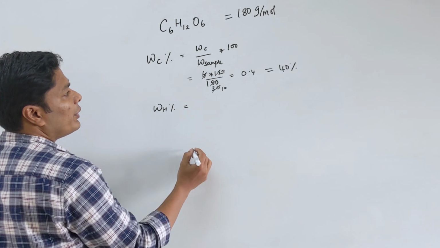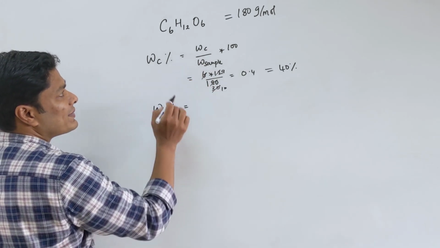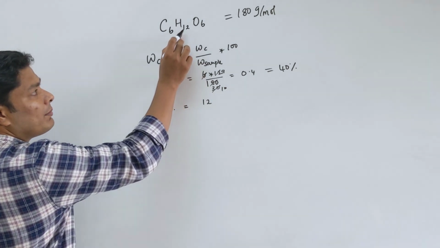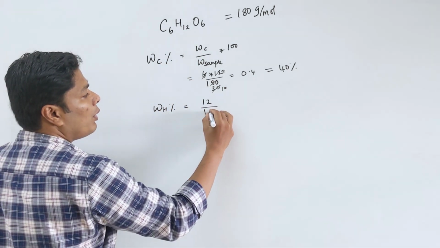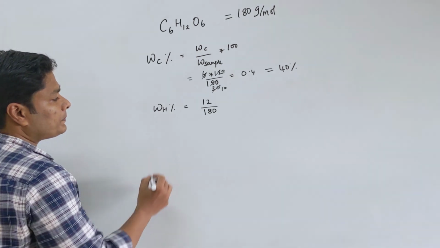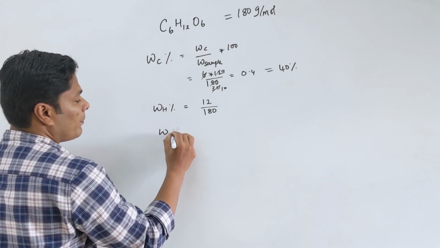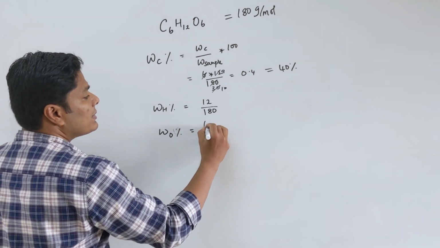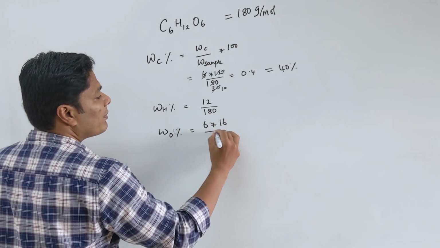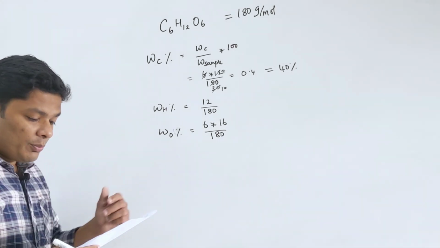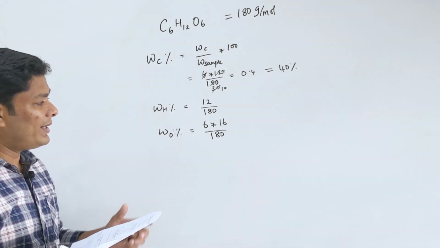percent of hydrogen. We are going to do the same. Weight of hydrogen divided by weight of sample. Weight of hydrogen is 12 grams. You know, one hydrogen is 1 gram. 12 hydrogens is 12 grams divided by 180. Weight of oxygen percentage equals 6 times each oxygen is 16 divided by 180. I have given you the percentages. You should get approximately this.